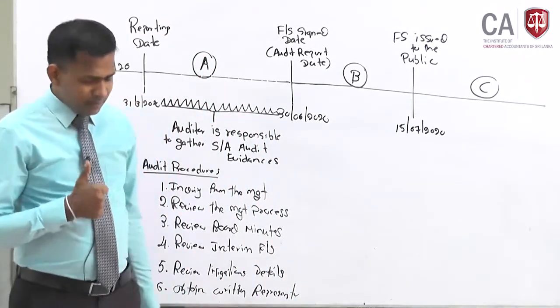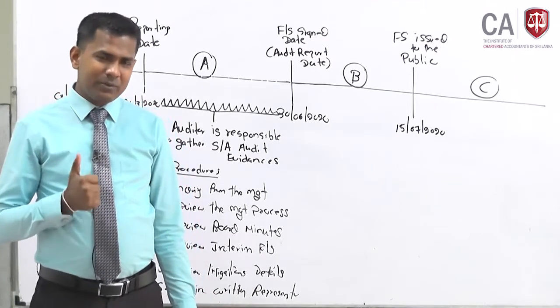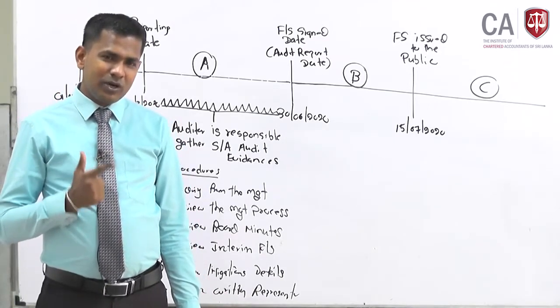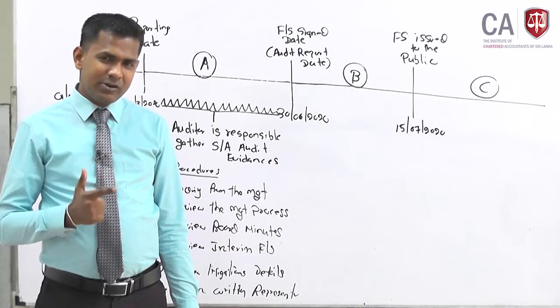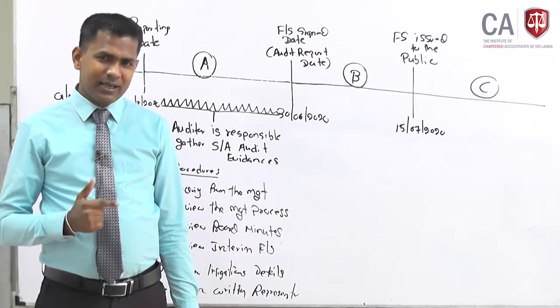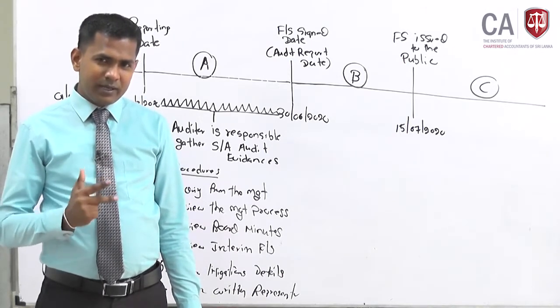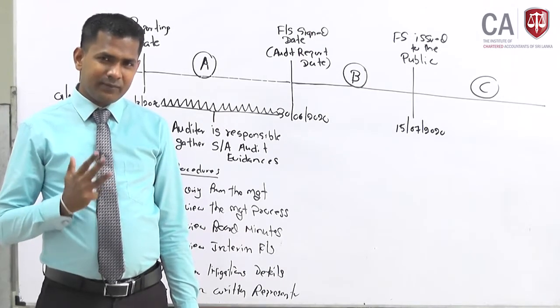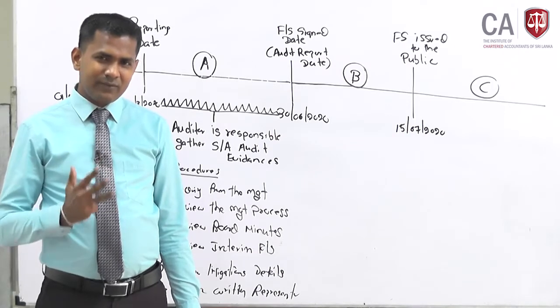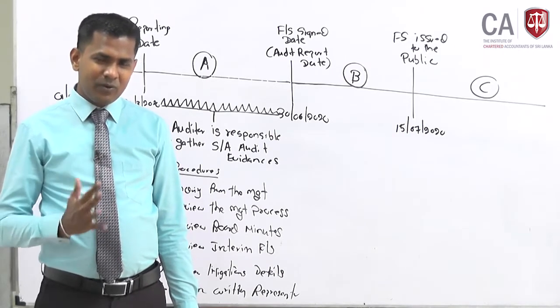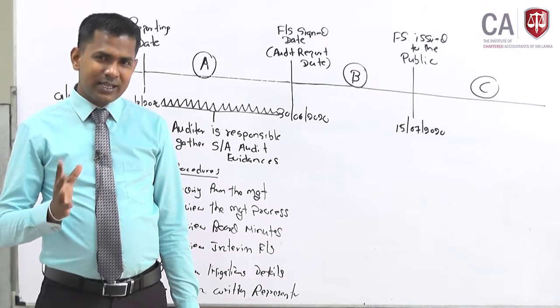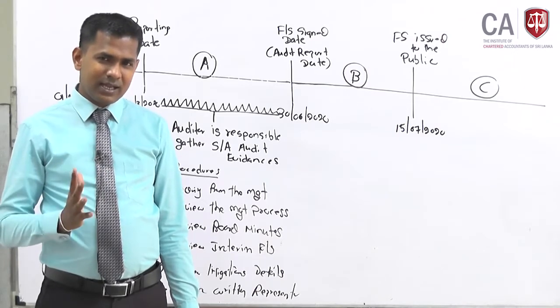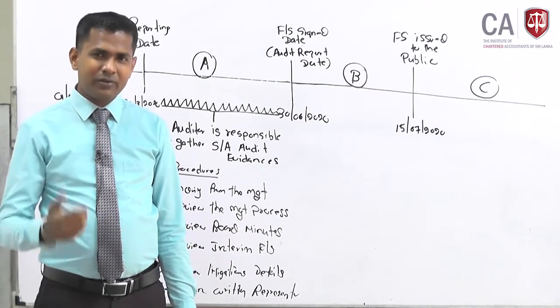Inquiry from the management. Number 2, review the management process. Number 3, review the board minutes. Number 4, review the interim finance statement. Number 5, review the litigation details. And number 6, obtain written representation.